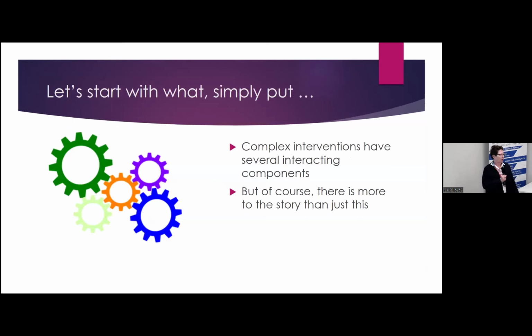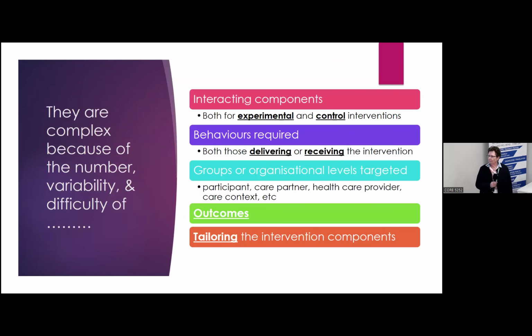So let's start with what are complex interventions. So simply put, complex interventions have several interacting components. But of course, there's more to it than just that. They're complex because of the number, variability, and difficulty of the interacting components, both for the experimental and the control group. This is one of the areas where designing the control intervention is far more difficult than the actual intervention.